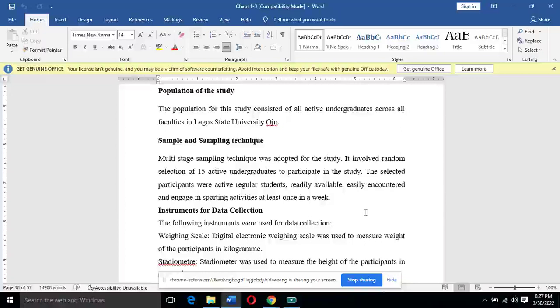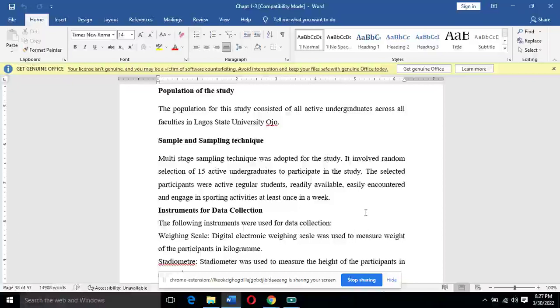So the next one is the sampling technique. The sampling technique simply means the method you use to take the sample from the population. Let's say the population is 50,000 students, and I want to take just 500 students for my study out of the population. So how do I take them? It depends on what you want to use. In some cases, we have simple random sampling technique. In simple random sampling, you just pick them randomly without being biased.